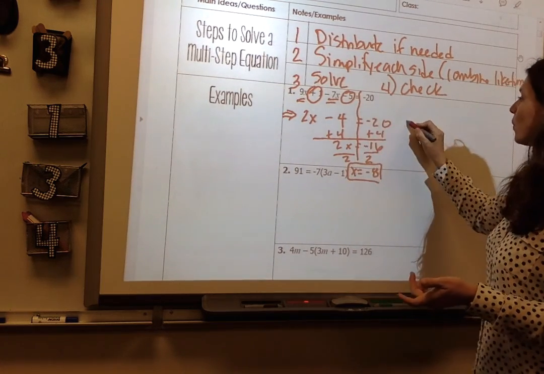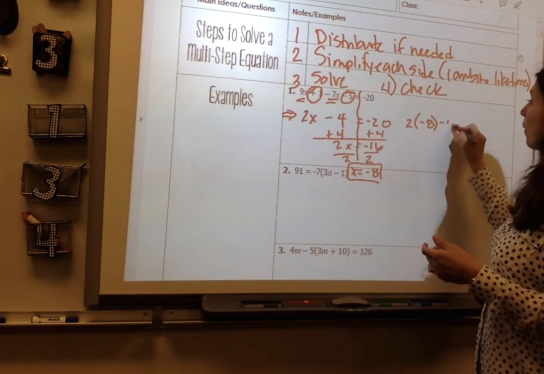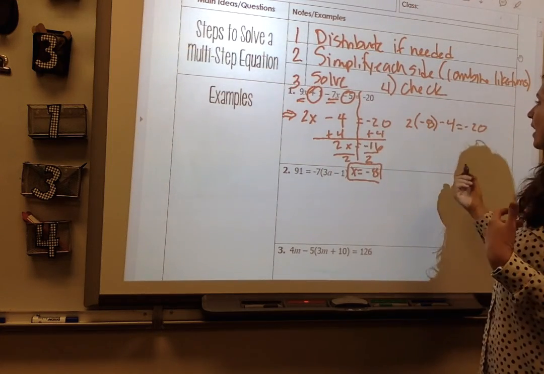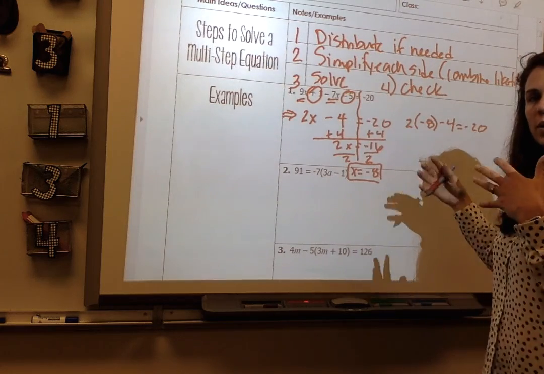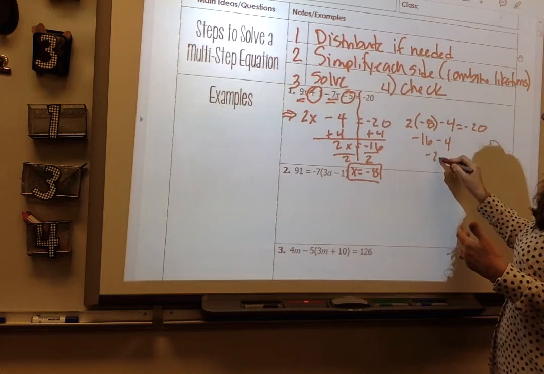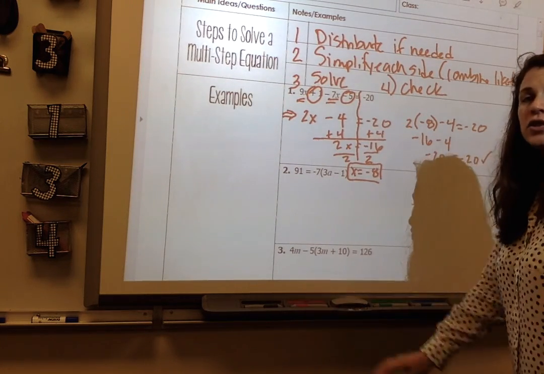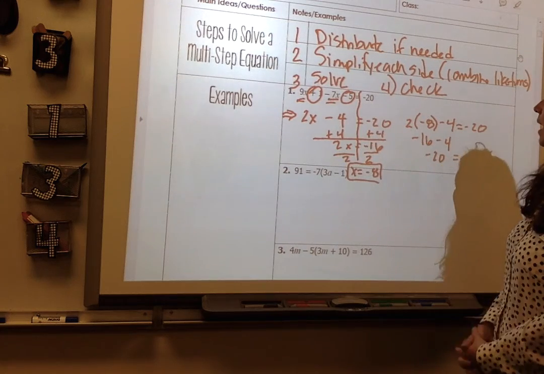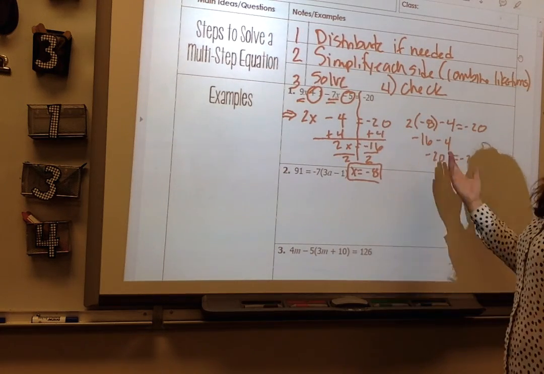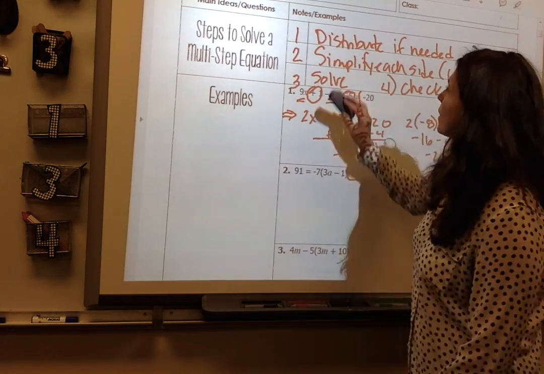I don't have to rewrite and evaluate when x is negative 8. I can if I want. But when I check it, I'm pretty good at knowing my rules, so I don't have to write it out. So negative 16 minus 4 is a negative 20, and that, of course, equals negative 20, and it checks out. If you're still new to evaluating and new to math, which a lot of you guys are, then you may want to write it down and check it. Most certainly, you want to check it on a test or a quiz.